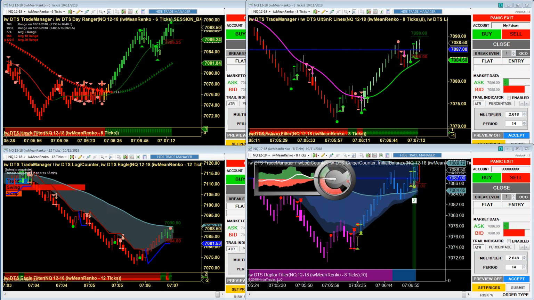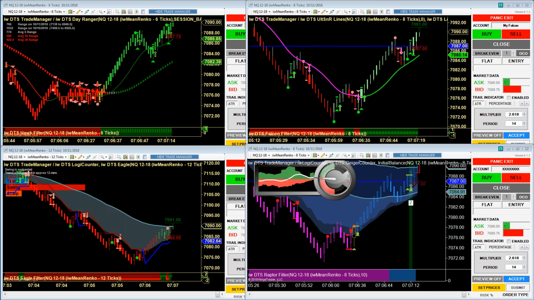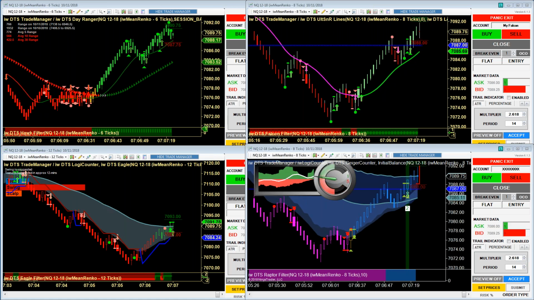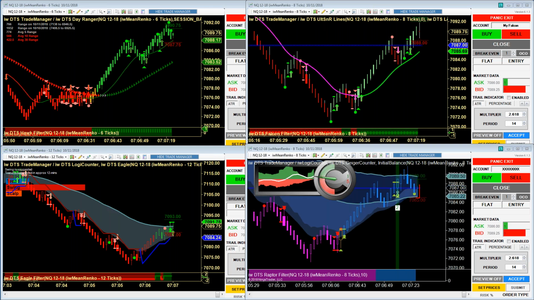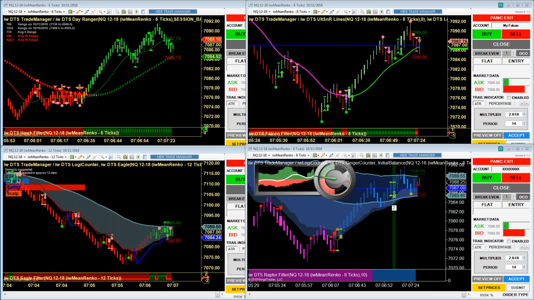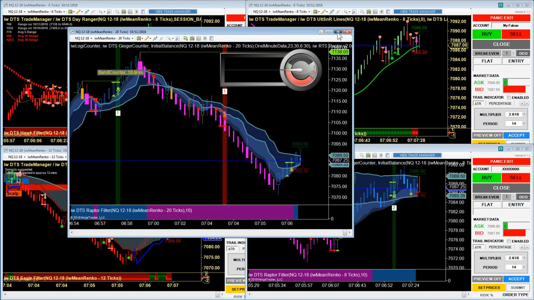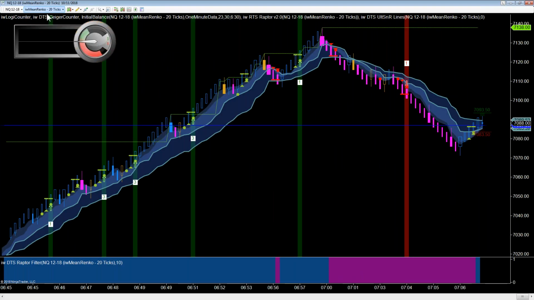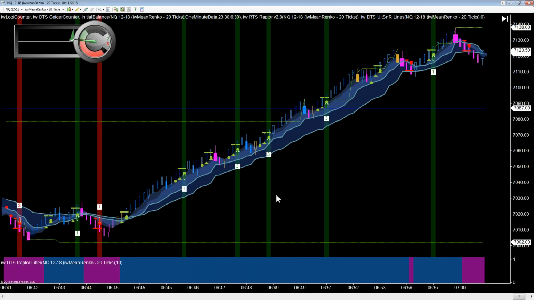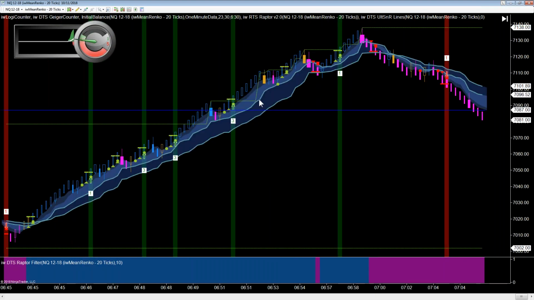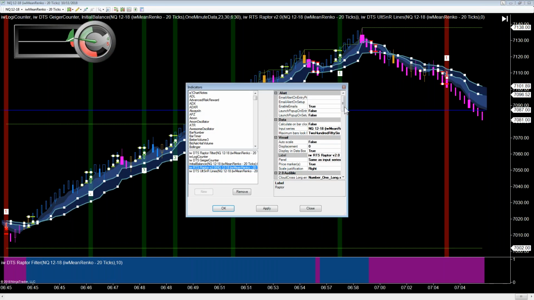Now, when you change your brick size, so here now, the Raptor on a 20 tick brick, but you'll notice the band doesn't look quite right, even though we've had some pretty decent signals just the way it is. Usually what you would do is you would adjust your band as well.